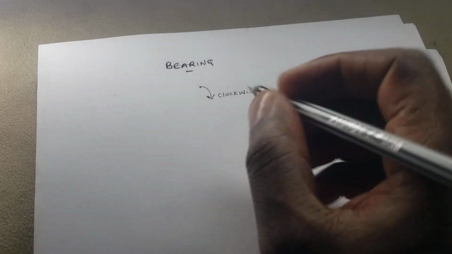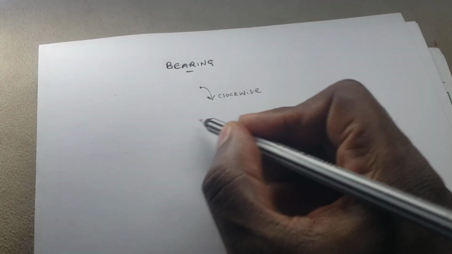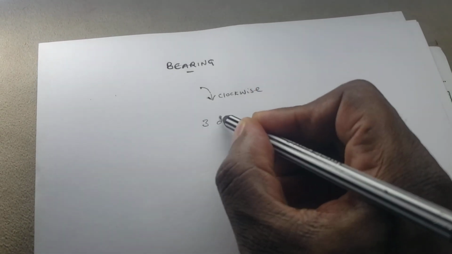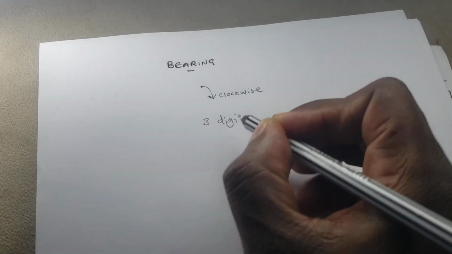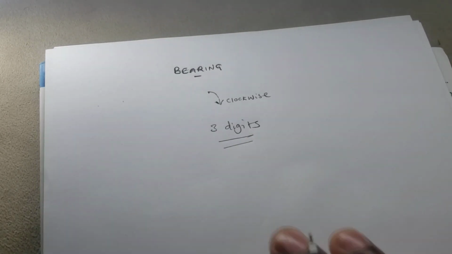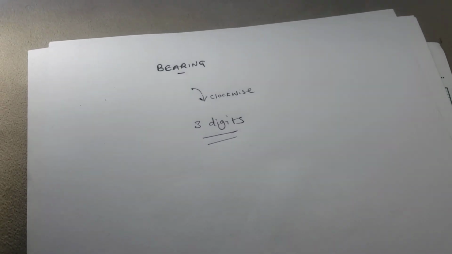So I will try to bring up the examples, maybe then it will make sense. But before I go to examples, always remember all the measurements of bearings are expressed in 3 digits. Always your answer should be in 3 digits.